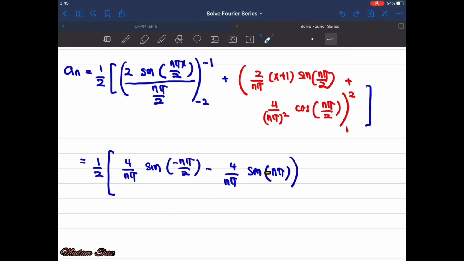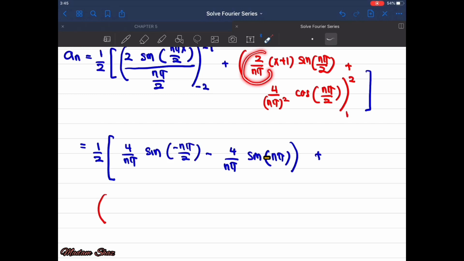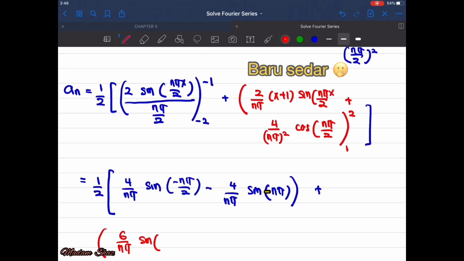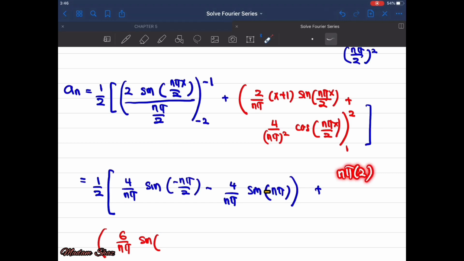So now substitute for the second limit 2 and 1. Plus 2 over n pi multiply with the x plus 1. Substitute 2 to the position of x. 2 multiply 2 plus 1, this one will become 6. 6 over n pi sin n pi x over 2. This one it should be x over 2 here. So n pi x over 2, substitute 2 here. N pi multiply 2 divided with 2. So this one will become n pi.